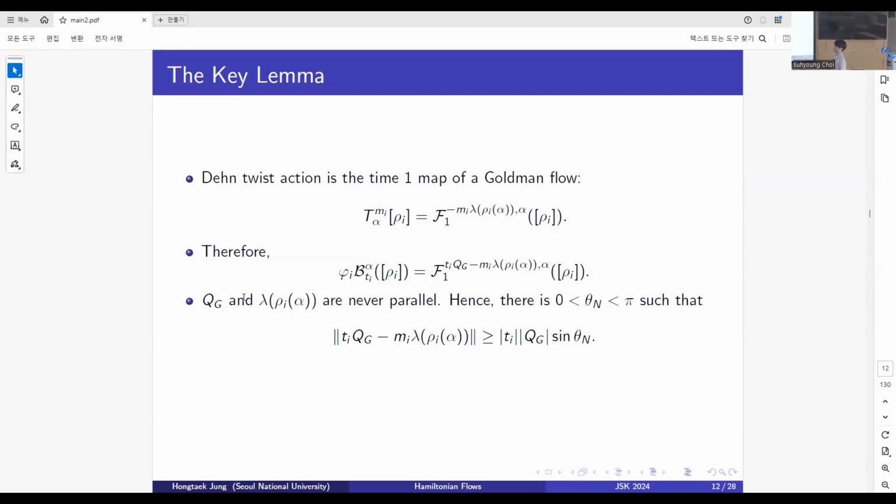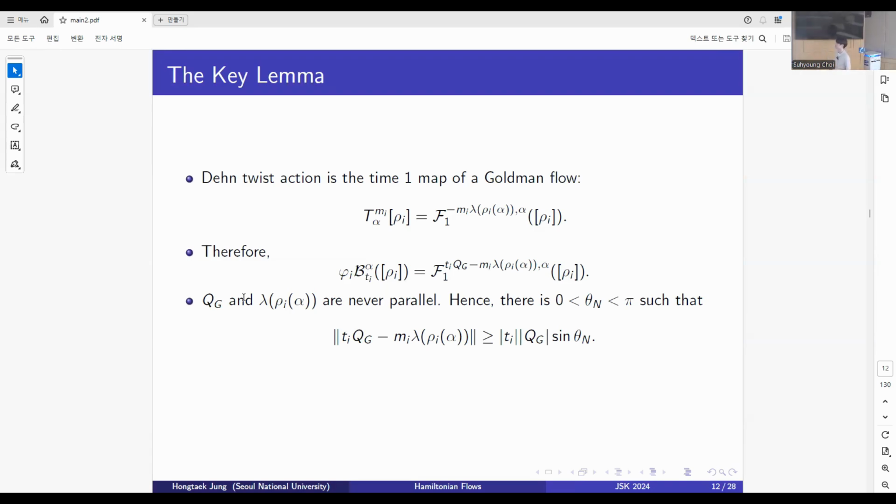Whereas you recall the theorem by Labourie and Fock-Goncharov saying that the Jordan projection, I mean the eigenvalues of this rho_i of alpha, are all distinct. Meaning that as a vector, this one has no repeating coordinates, whereas this one has repeating coordinates. That means these two vectors are never parallel to each other.